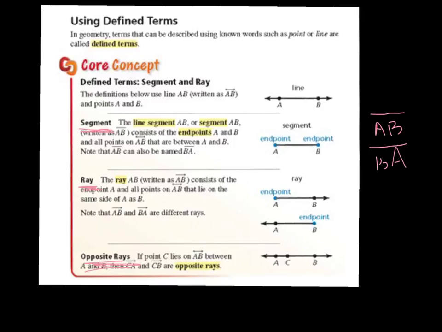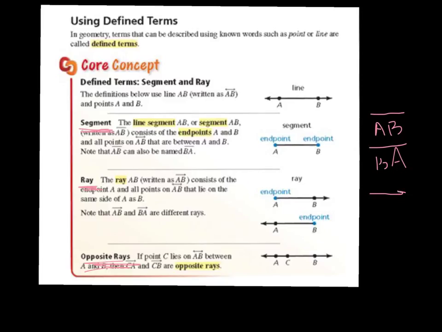Now the next one down here is a ray. Okay? The ray has 1 endpoint and it goes on in one direction. So it keeps going and going and going that way. So the way you write that is, if I wanted to name that first one, you basically just draw a ray.